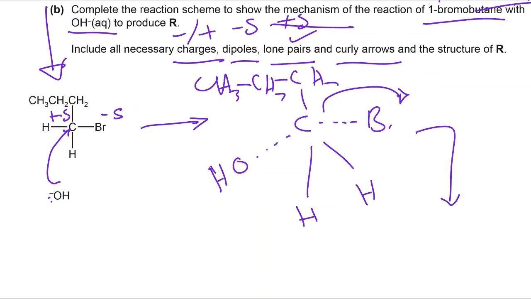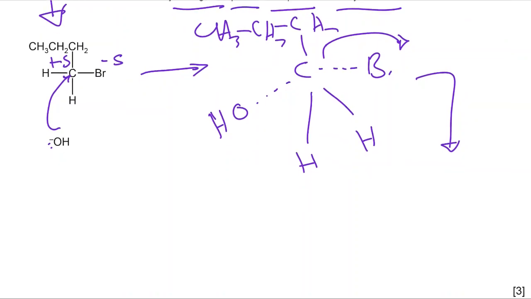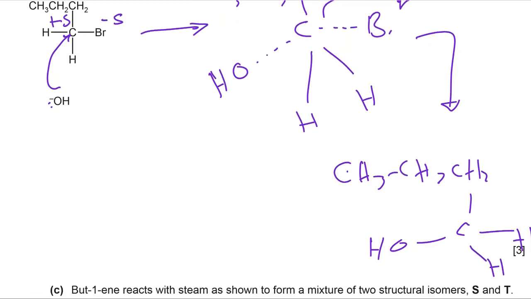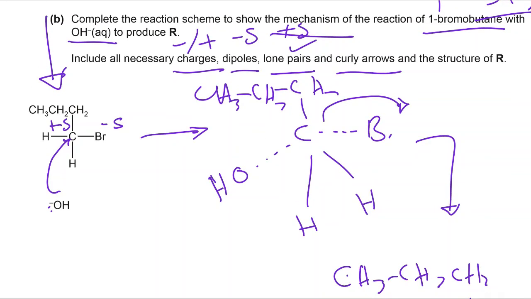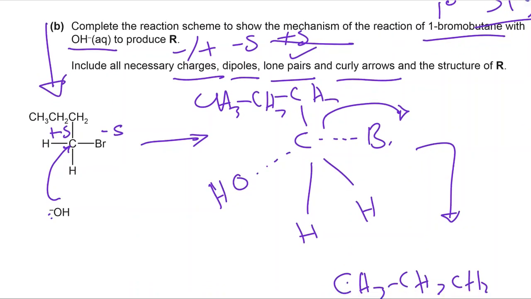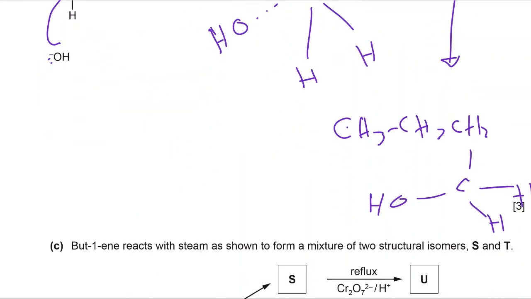You will form CH3, CH2, CH2, then C with OH and two hydrogens. So the name of the compound now, it was 1-bromobutane, now it becomes 1-butanol.